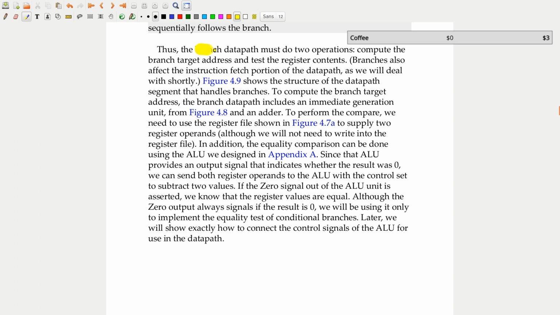So thus the branch data path must do 2 operations. That's exactly what we just said. It must compute the branch target address and test the register contents to see if we're going to use that. But we also want to compute the next address. So we're just going to use the ALU for the compare, and we're going to use the 0 output from the ALU for that. And then later on, we're going to show how we connect the control signals of the ALU for this data path.